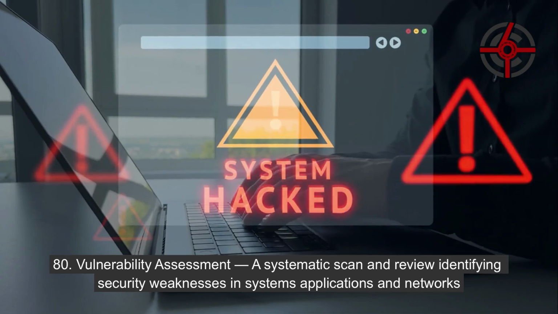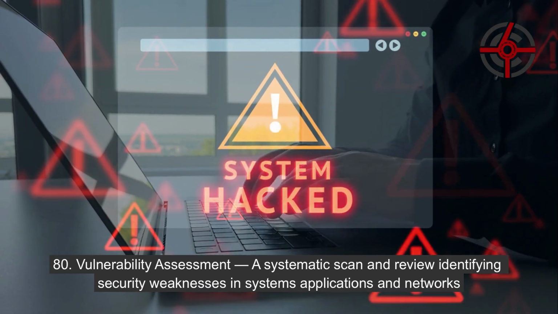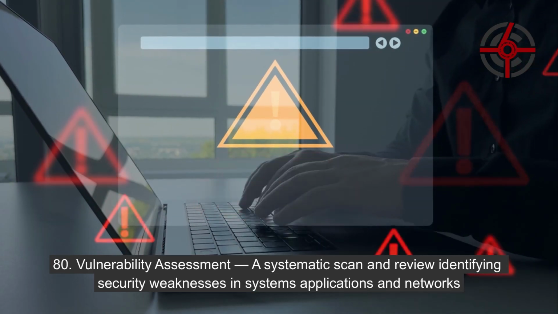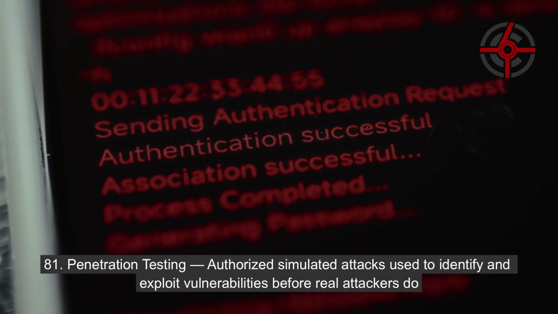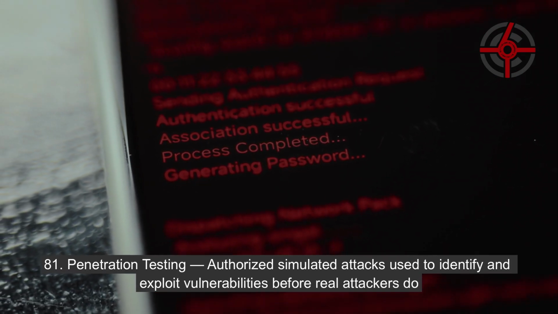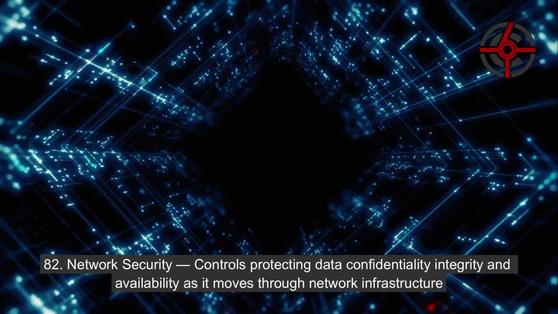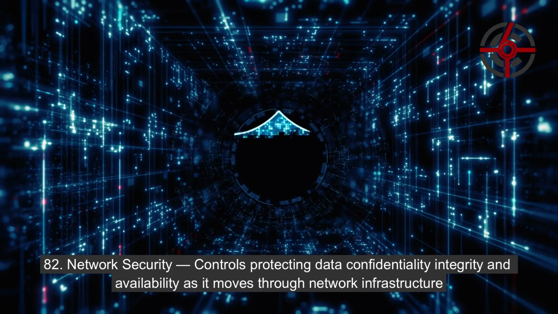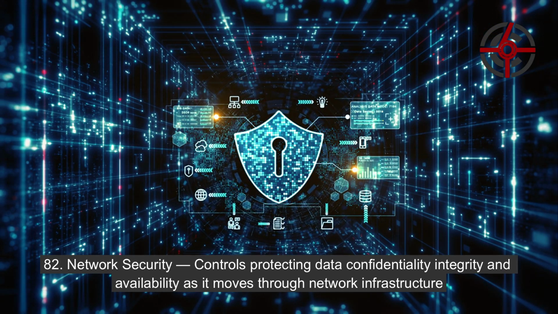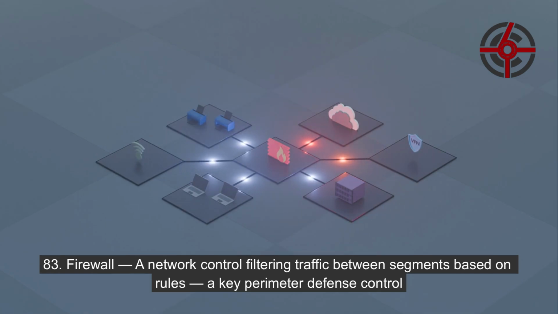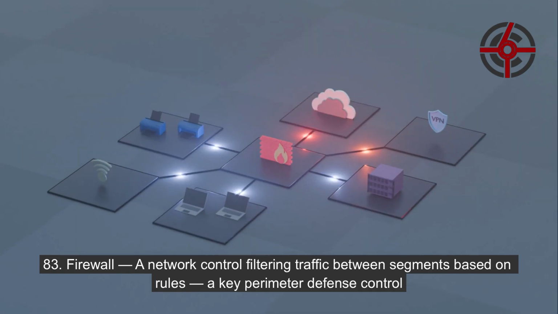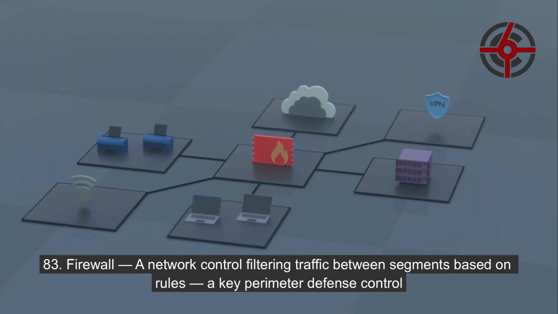80. Vulnerability assessment. A systematic scan and review identifying security weaknesses in systems, applications, and networks. 81. Penetration testing. Authorized simulated attacks used to identify and exploit vulnerabilities before real attackers do. 82. Network security. Controls protecting data confidentiality, integrity and availability as it moves through network infrastructure. 83. Firewall. A network control filtering traffic between segments based on rules, a key perimeter defense control.